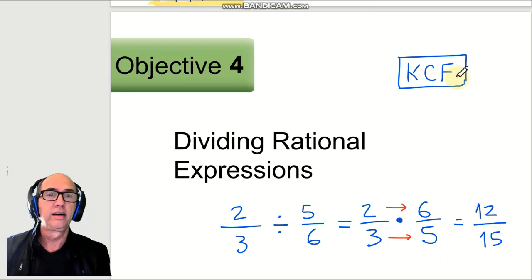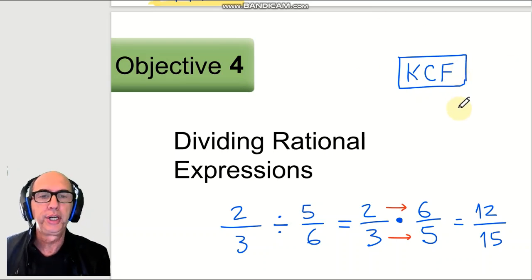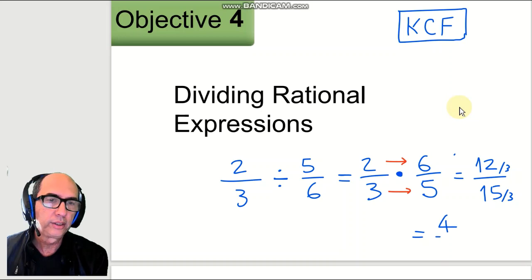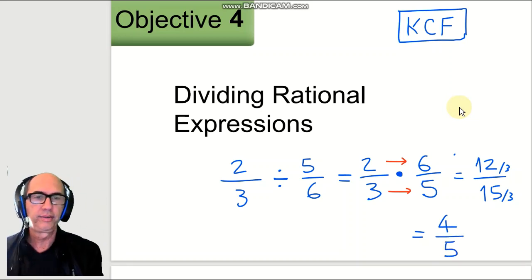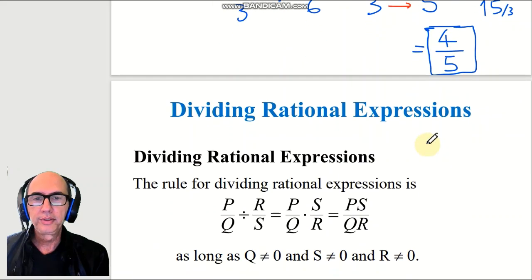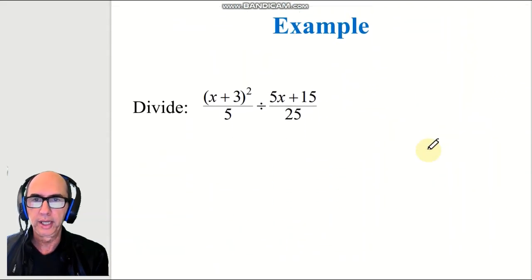Easy if you remember to keep, change, flip. But still, this is not the final answer. You need to simplify, right? You can divide by 3, both numerator and denominator. And the final answer actually is 4 over 5. That is the final answer. So again, division is not hard. Sometimes the simplification is tricky.